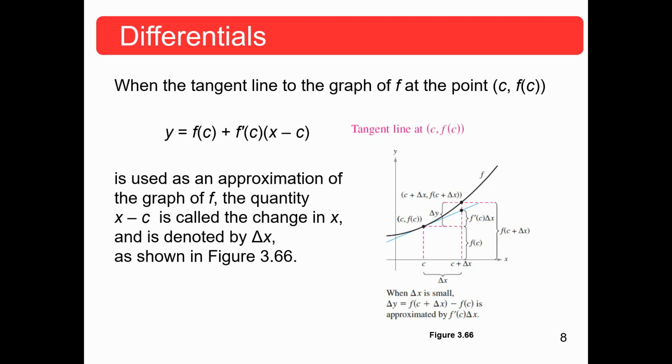So this video is going to be on differentials. When the tangent line of the graph of f at the point c, f of c, is used as an approximation of the graph, that x minus c quantity, we call it the change in x, right? It's x minus x1 in point slope form, but in this case we're saying x minus c. And we're going to denote this change in x with the symbol delta x.